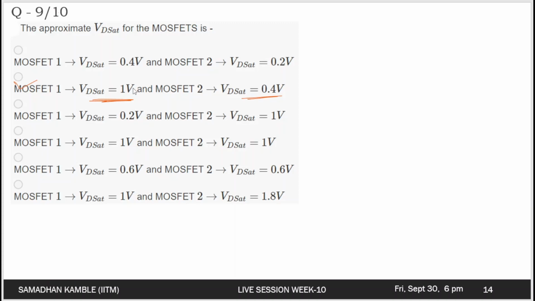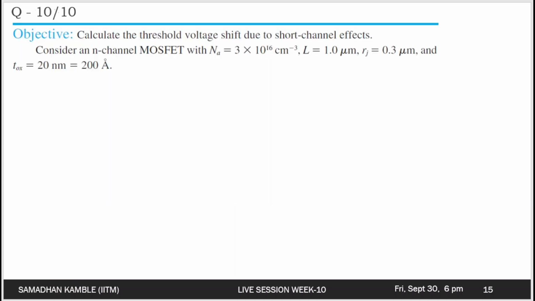Simple observation. Going to the last question for this particular session. This is a calculation based question. I'll read out the question for you. Calculate the threshold voltage shift due to short channel effects. This is for the short channel effect that I have mentioned in the summary slide.